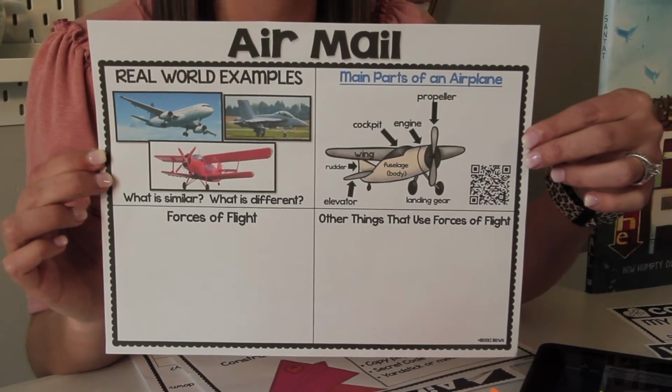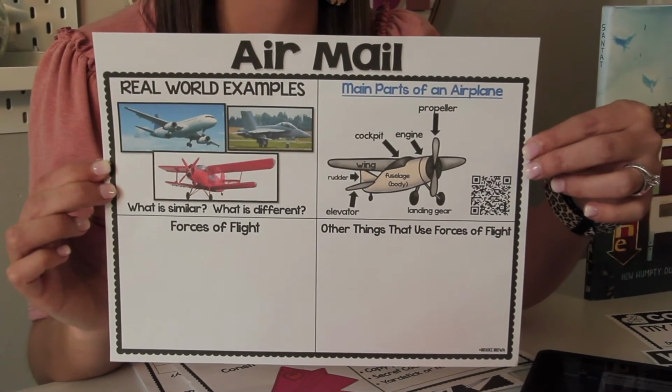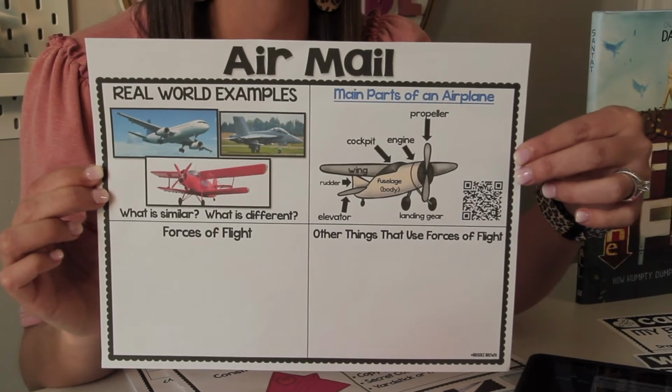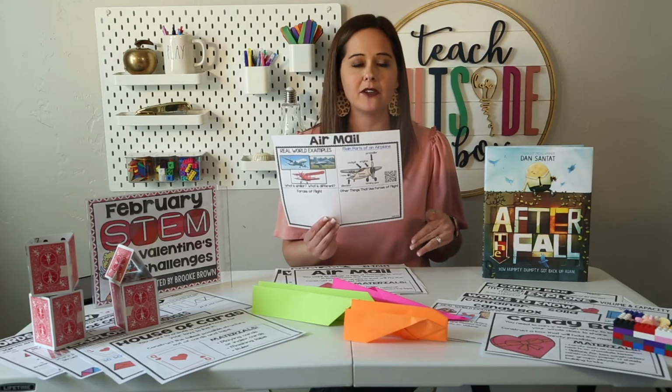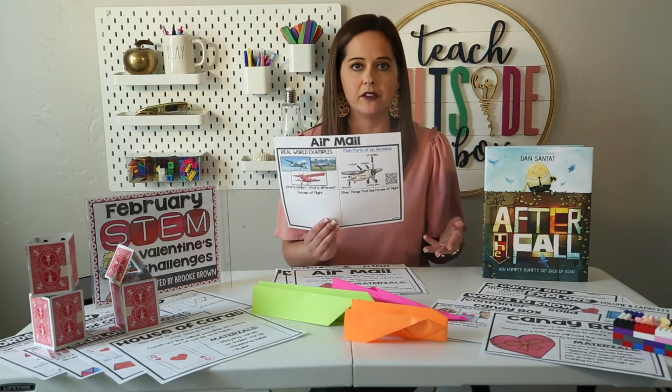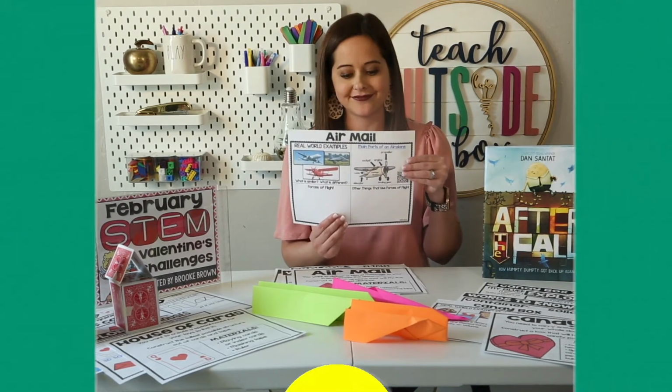So when they draw their blueprints of an airplane, they actually label the wings and they label the fuselage just like a real airplane. We talk about those 4 forces of flight, and we also talk about other things that use forces of flight and compare how the forces of flight are used in different types of models, such as parachutes or drones or helicopters or even birds.